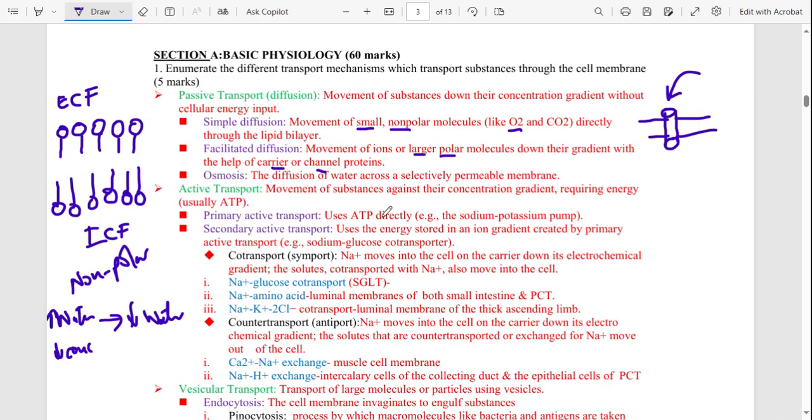Active transport, on the other hand, is where substances will be moving from a region of low concentration where they are few to where they are high. And this is because you are going to be using energy to go up a concentration gradient.